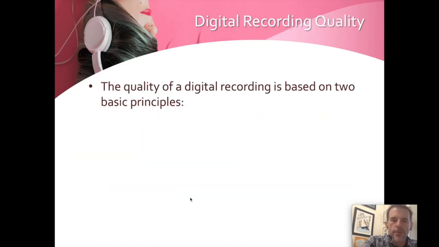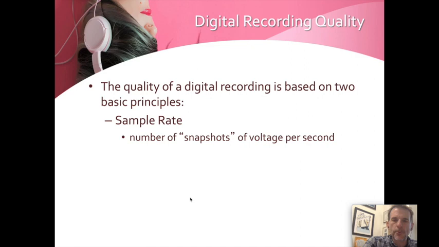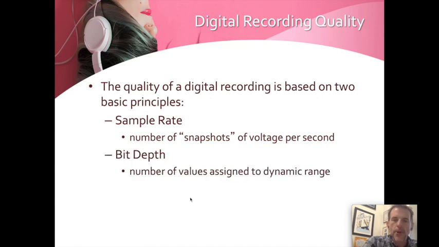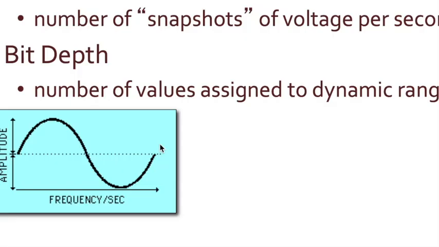So we know the principle of digital recording is based on two principles. Sample rate, that's the number of snapshots of the incoming voltage per second, and then our bit depth, which is the number of values assigned to the dynamic range. So if we look at our incoming analog signal, we have our frequency, which is going to be how fast we're doing the sampling, and then our amplitude.